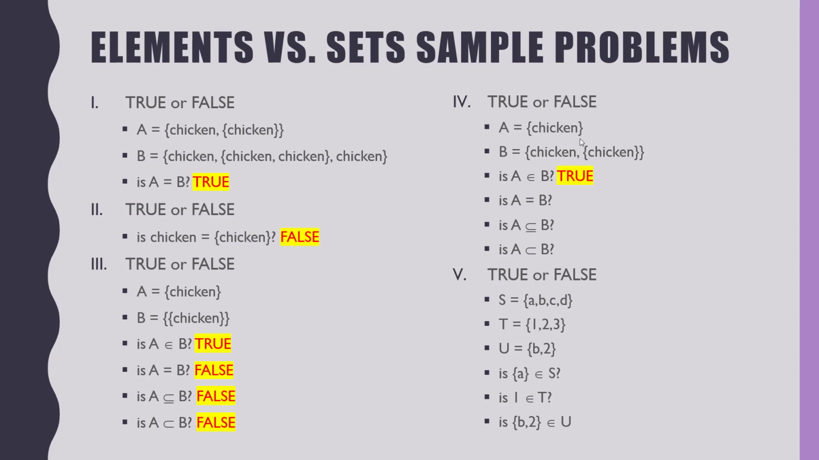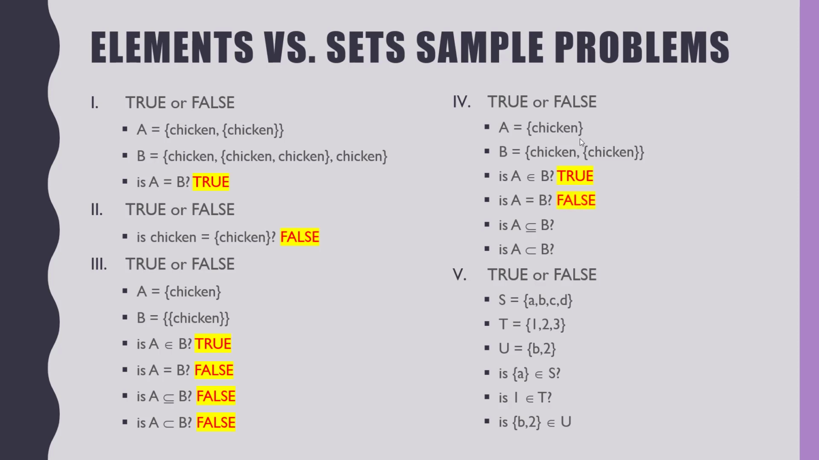A is not equal to B, because A is chicken, and B is chicken and the set that contains chicken. So in other words, B is a thing and a set, right? Which is also a thing, but it's a different thing, right? One's a chicken, one's a set, okay? So the answer to that one is false.